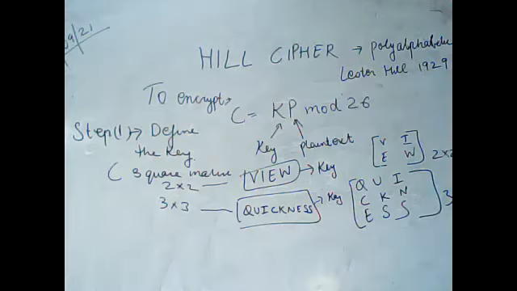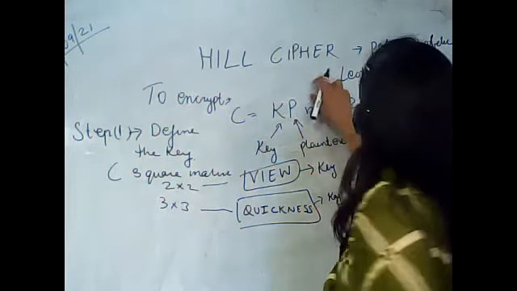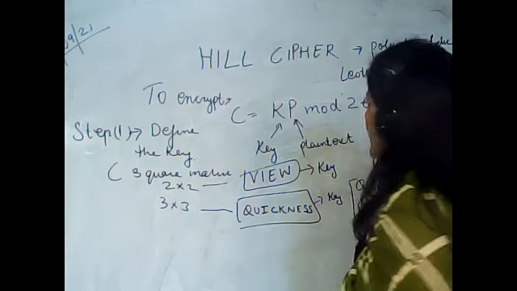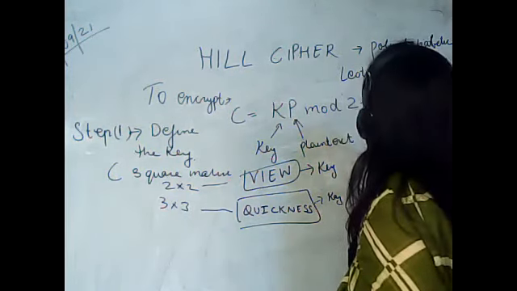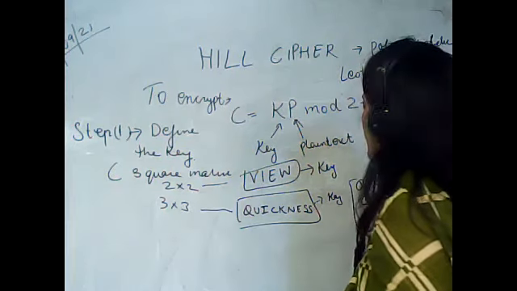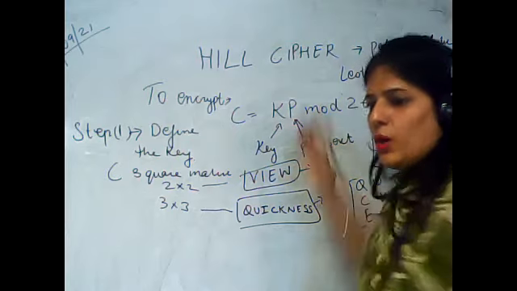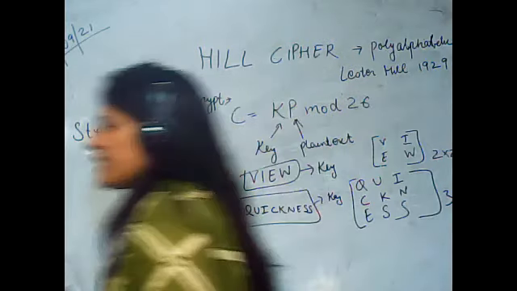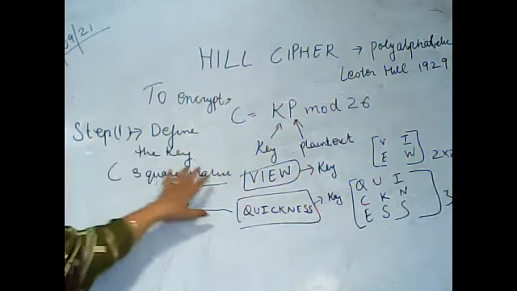Okay, students, I will just repeat the concept here. So that is the Hill cipher. The Hill cipher is basically a polyalphabetic technique. It was developed by Lester Hill in 1929. So what the Hill cipher says is that the first rule is that we need to define the key here.